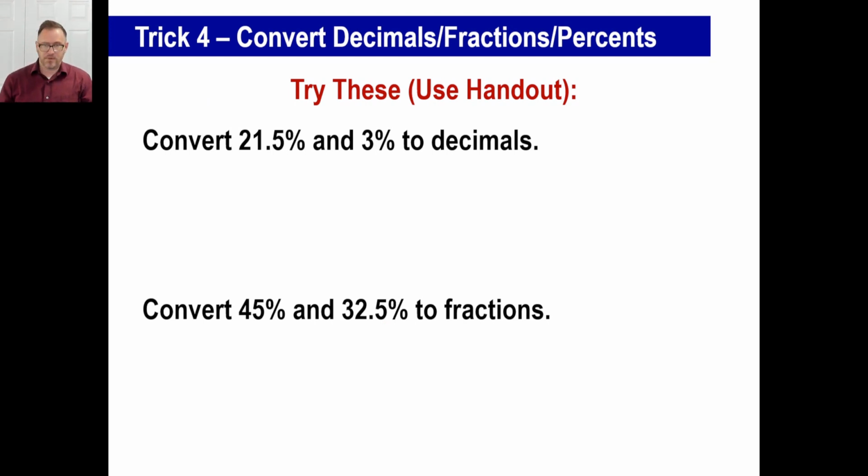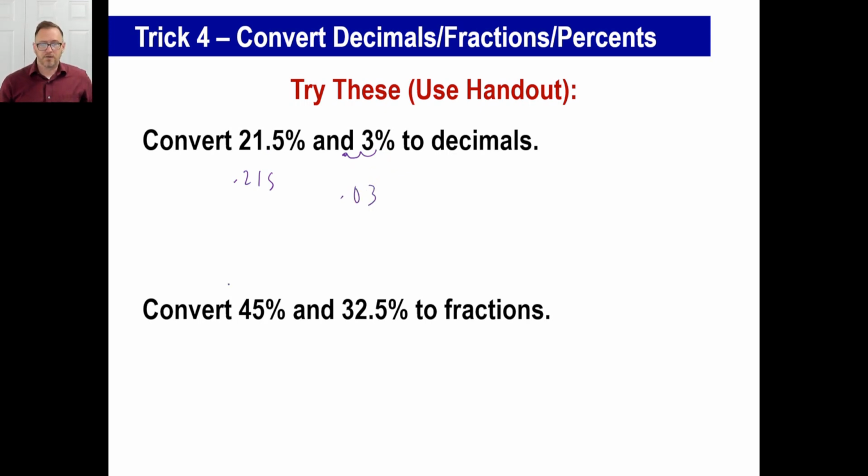All right, converting these to decimals, what's the process to convert these into decimals? You just move it over twice, right? 0.215. And then the decimal is there. Don't forget to put a 0, so it's 0.03, not 0.3.